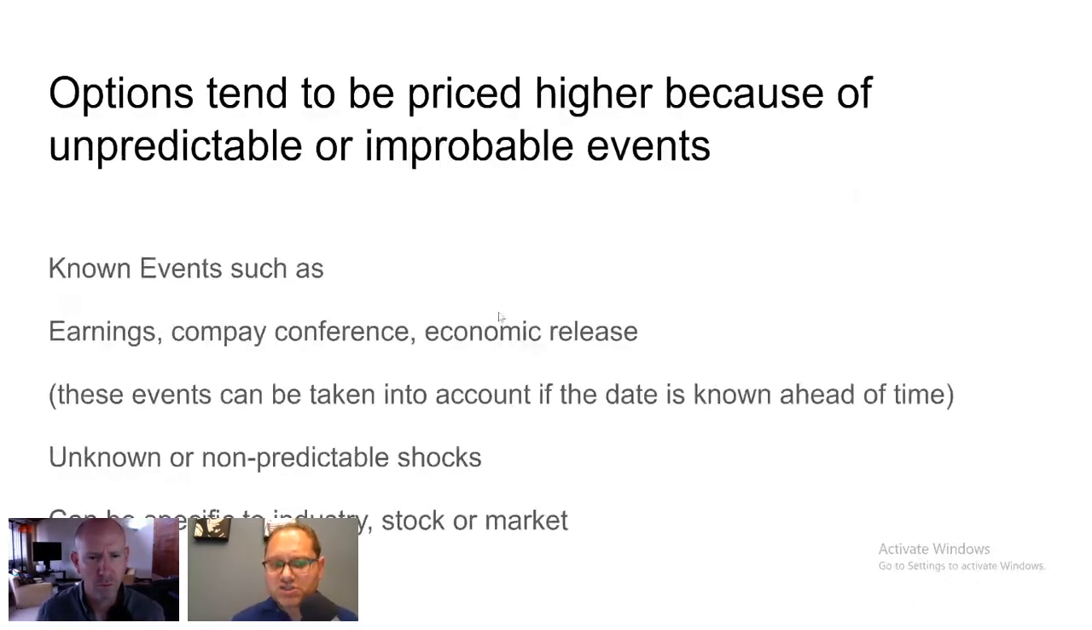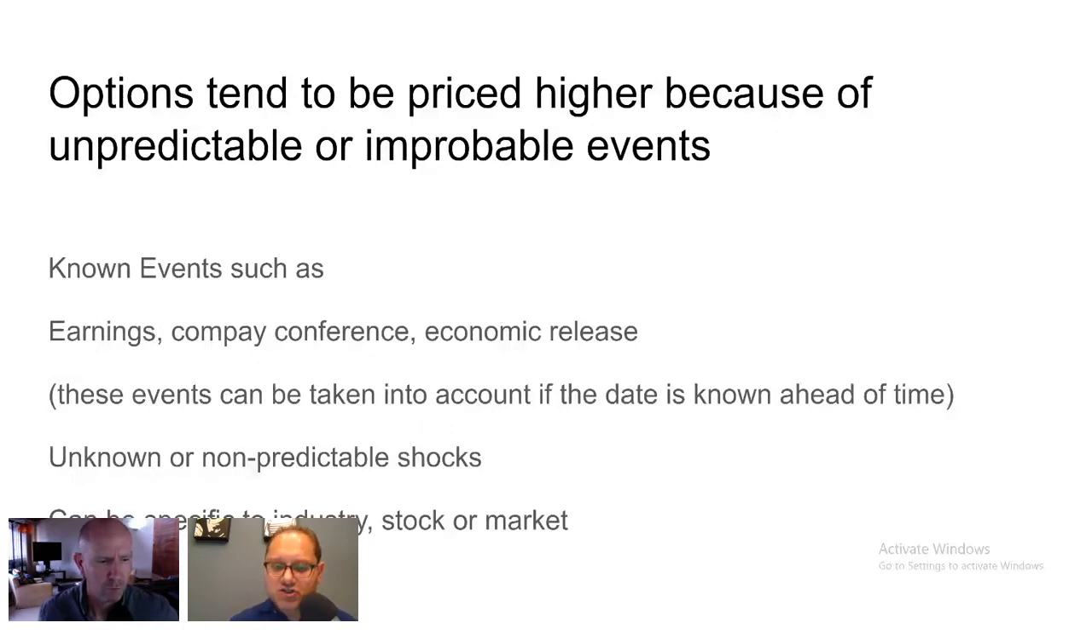Known events could be something like earnings, company conference calls, or different economic releases. These are things we could find a date for and anticipate, and during earnings, we know the stock will move differently than during non-earnings. At a company conference, a CEO might say something that could move the stock. An economic release, like the Fed announcement, could make the stock move. Those are known events we would have to take into consideration when they're coming up.